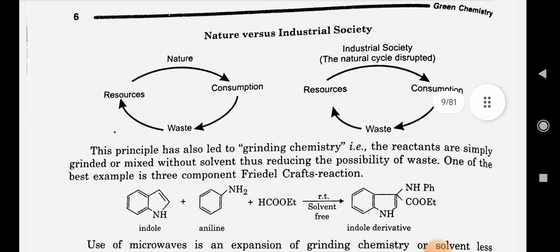This principle also leads to grinding chemistry. Grinding chemistry, that is, reactants are simply ground or mixed without solvent, thus reducing the possibility of waste. One of the best examples is the three-component Friedel-Crafts reaction.